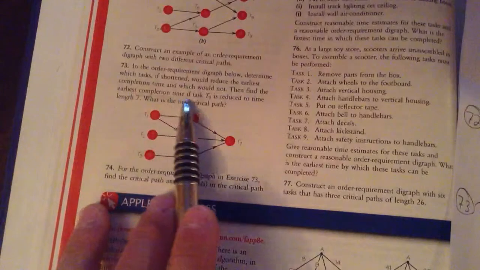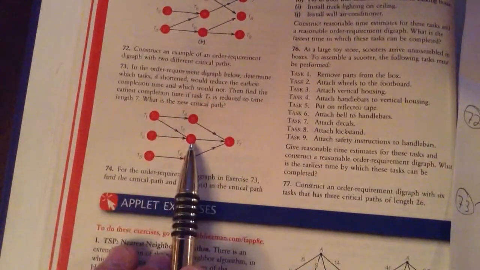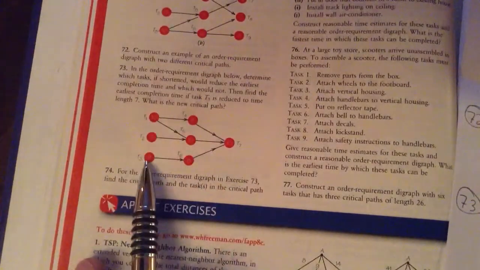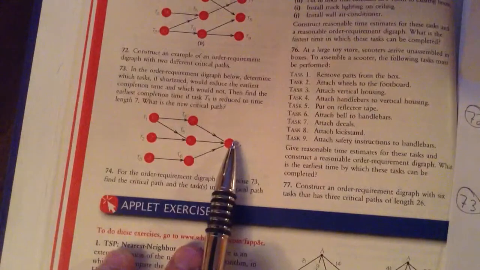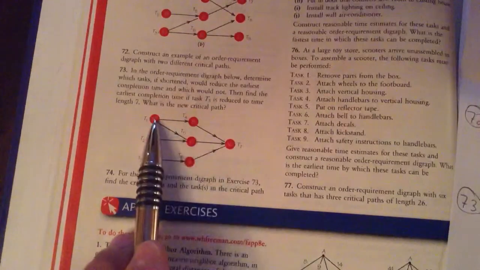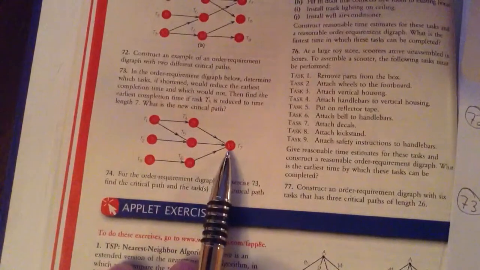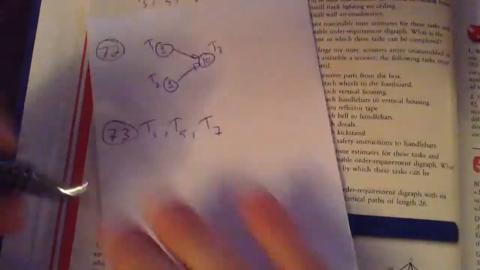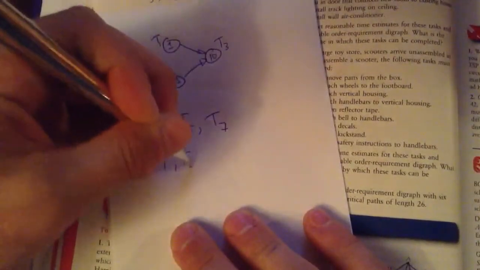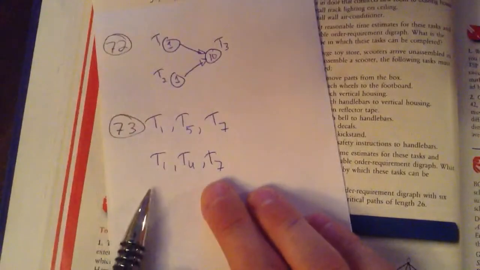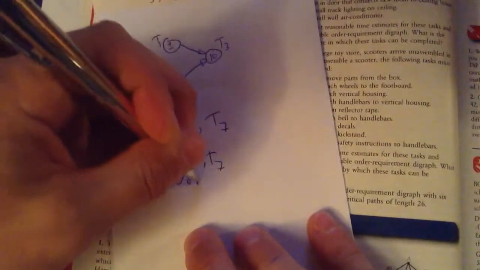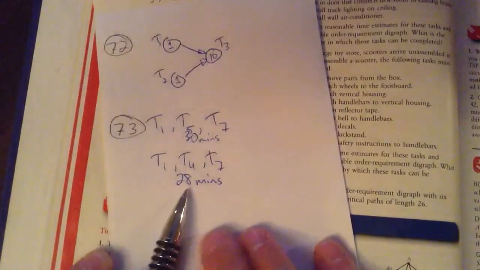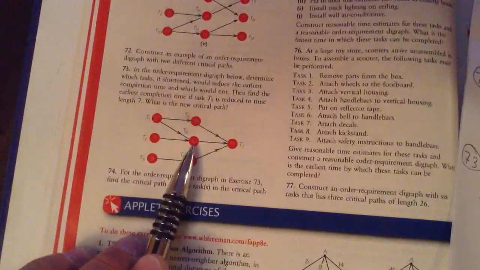So then find the earliest completion time as T5 is reduced to length 7. So that would be 10, 7, and 10, which makes 27. 9 and 8 is 17, and 10 is 27. And 10, 8, and 10 is 28. So then my new critical path is T1, T4, T7, and it has time 28 minutes. Originally this was 30 minutes. But remember, this is only our critical path because T5 was reduced to 7.